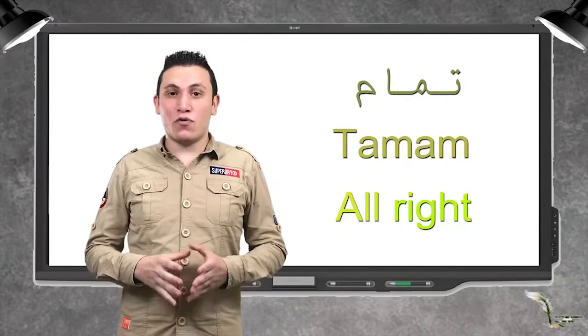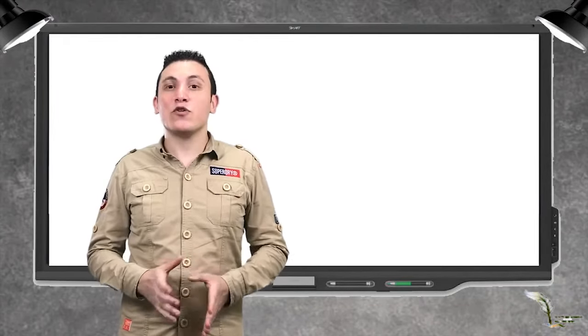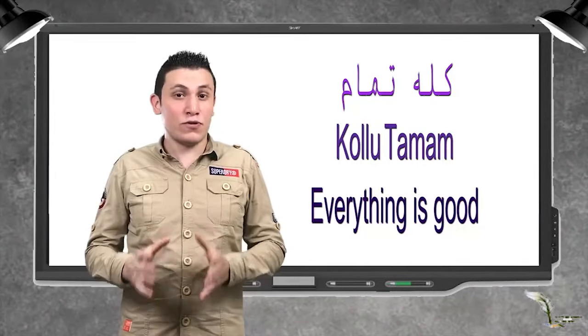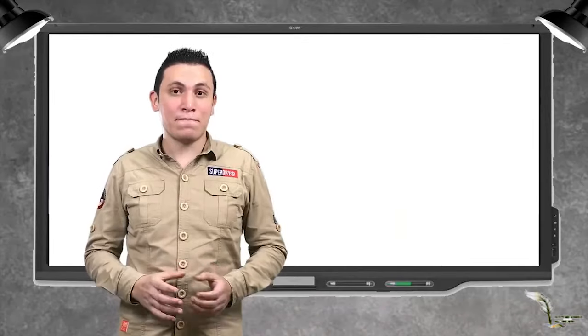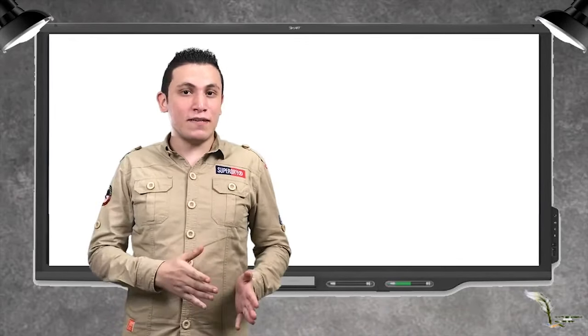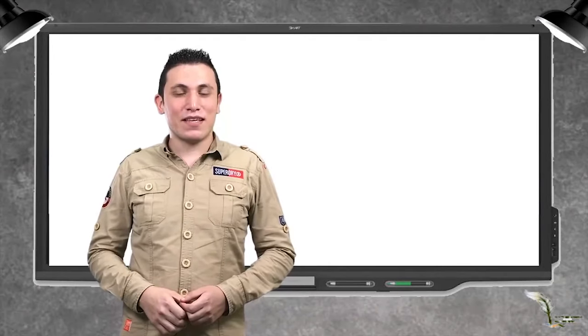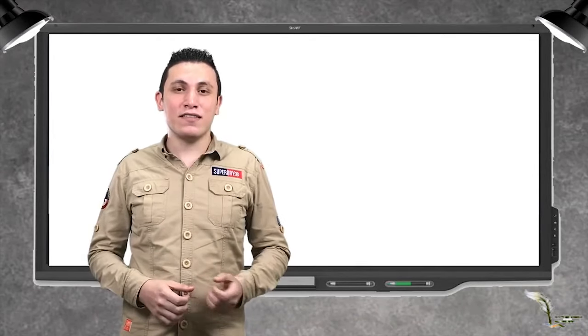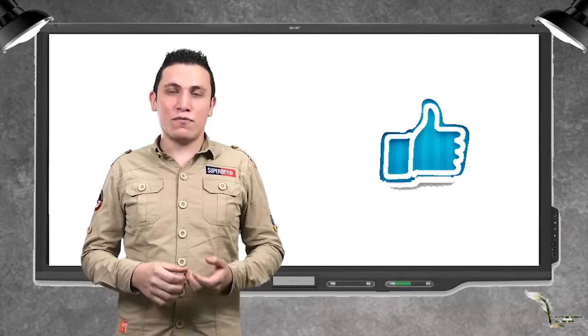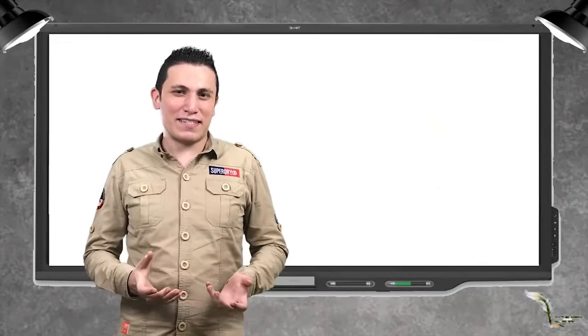تمام means alright, and you can also say كله تمام, like everything is alright, everything is fine, everything is good. So you can say كويس or كويسة, meaning good. بخير meaning fine. تمام meaning alright or okay, doing great basically.